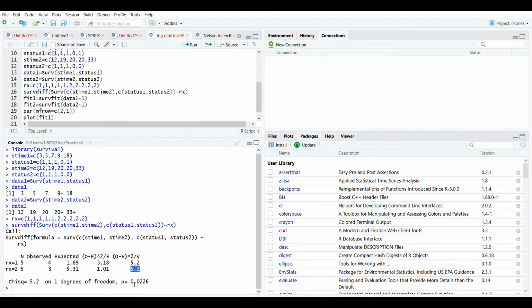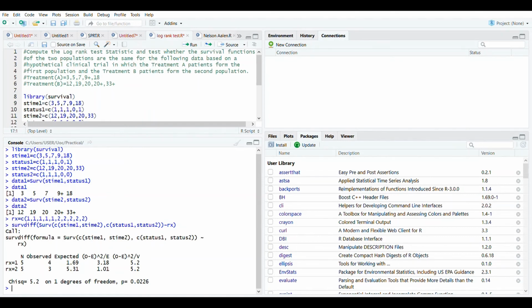Since the p-value is less than 0.05, we reject the null hypothesis, that is, there is a significant difference between treatment A and treatment B, and hence we can say there is a significant difference between treatment A and treatment B.